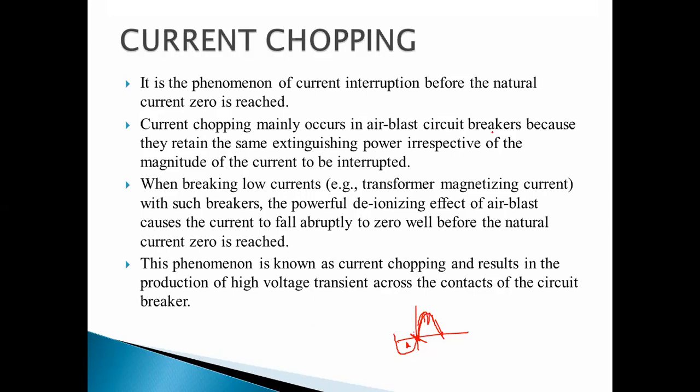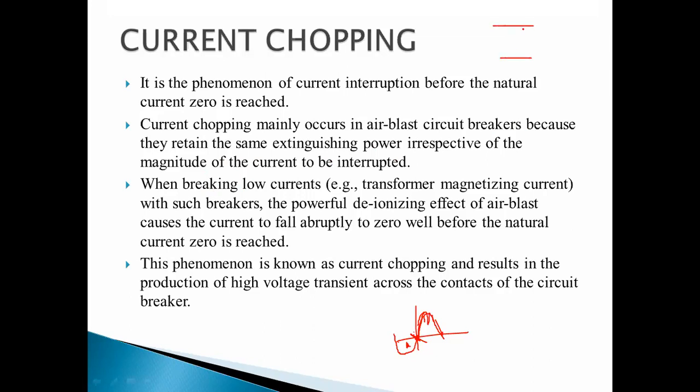Air blast circuit breakers, because they retain some extinguishing power irrespective of the magnitude of the current to be interrupted. So this current chopping is mainly occurring in air blast circuit breakers. Air blast circuit breakers means what?